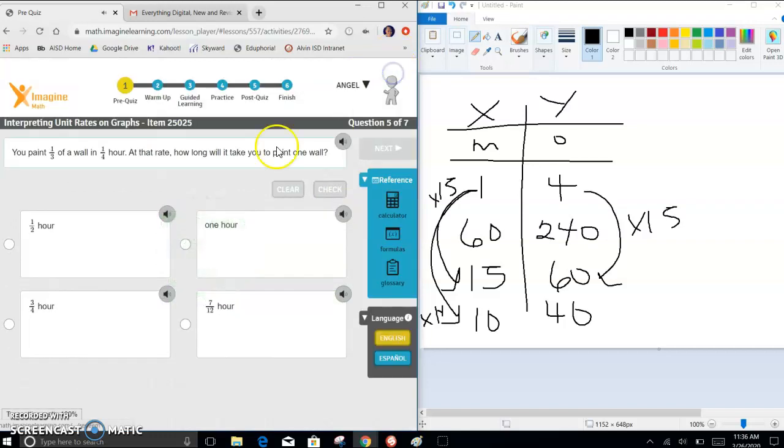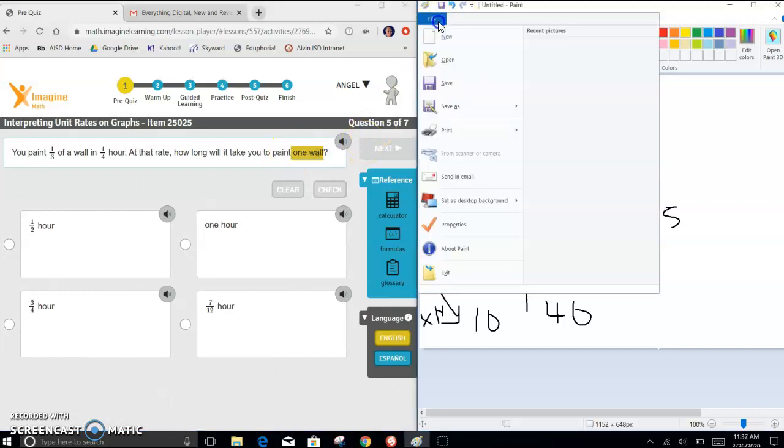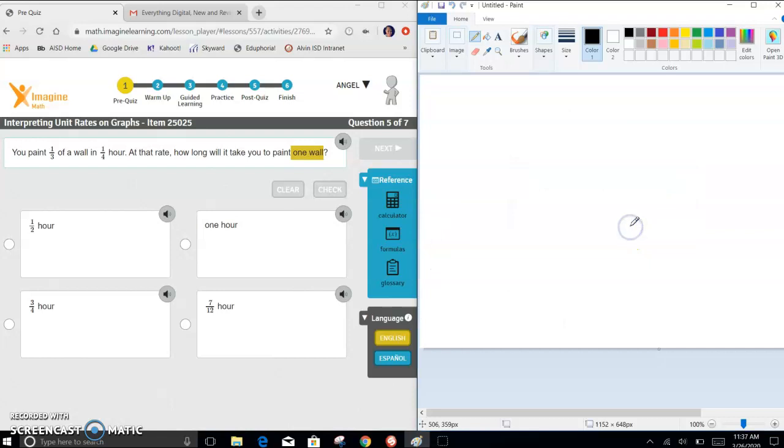Check. Next. You paint a third of a wall in a quarter of an hour. At that rate, how long will it take you to paint one wall? This is one whole wall. This calls for a proportion. Draw your proportion box.